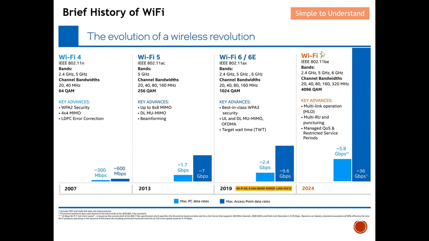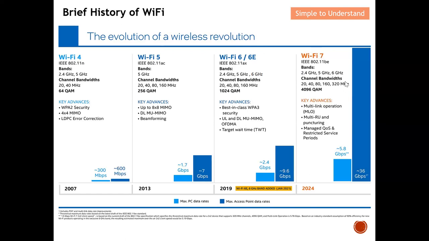Which means that you can simultaneously transmit your data on these frequency bands, which are 2.4, 5, and 6 gigahertz. But for Wi-Fi 6 or even Wi-Fi 6E, you can only choose to transmit at 2.4 gigahertz, 5 gigahertz, or 6 gigahertz. Again, as I mentioned earlier, the motivation to move from Wi-Fi 6 to Wi-Fi 7 is to increase the throughput.